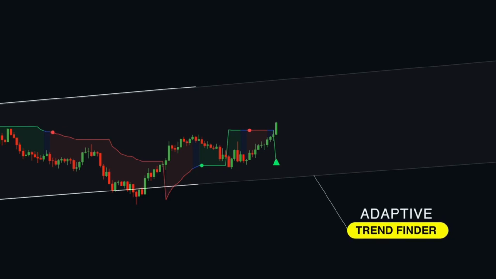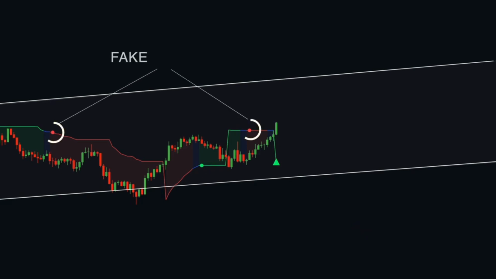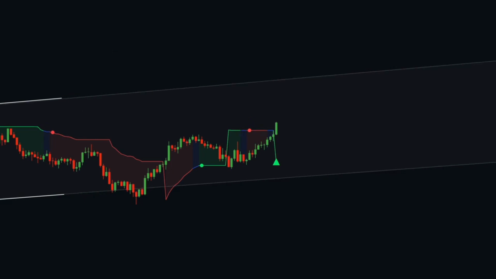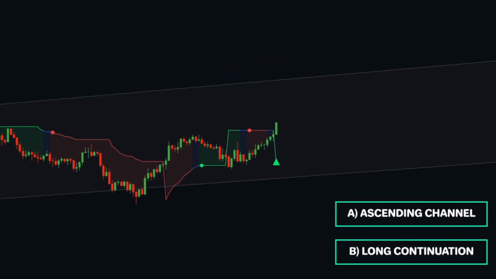For this strategy, I installed the Adaptive Trend Finder as a secondary confirmation tool and set the channel to long term. This indicator will cancel all Supertrend AI signals that go against the prevailing trend. Here's how it works. You buy if A, the channel is ascending, and B, the Supertrend AI produces a trend continuation buy signal.